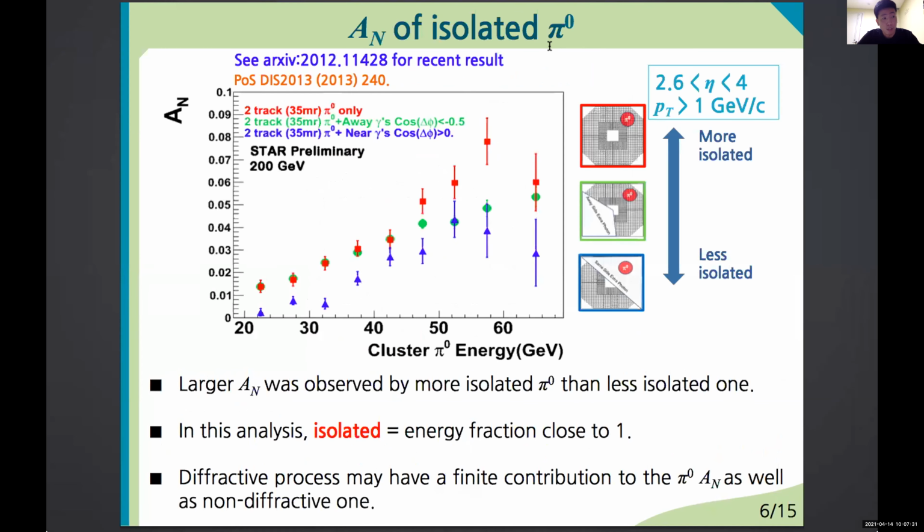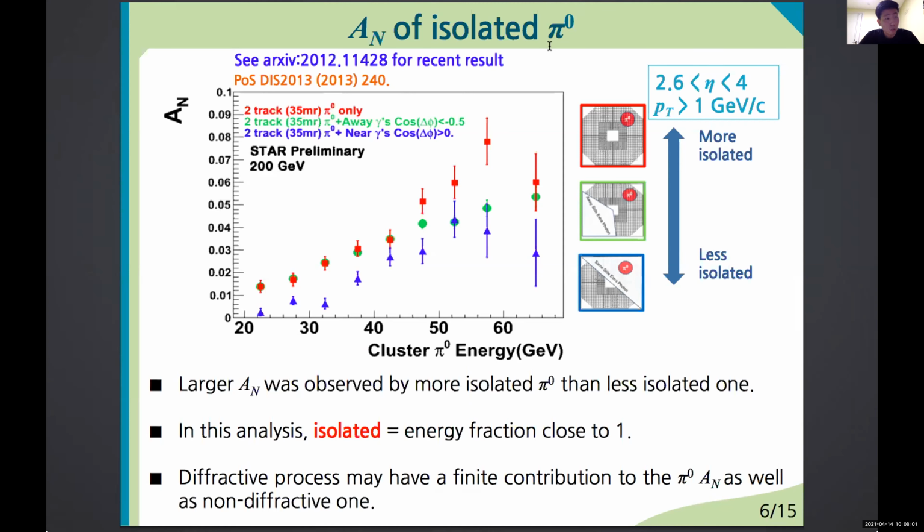However, a new question arose about the role of the diffractive process from an analysis result by the STAR collaboration, as shown by Zhang Wenju in a recent result presented yesterday. The issue is that for pi0 momentum larger than 1 GeV/c, a larger A_N was observed for more isolated pi0 than for less isolated ones.